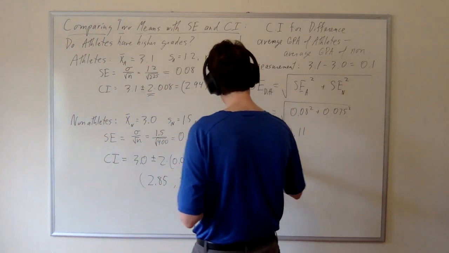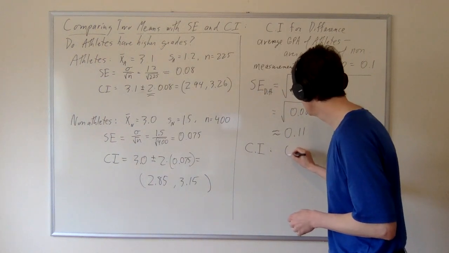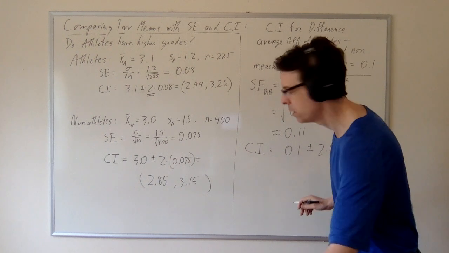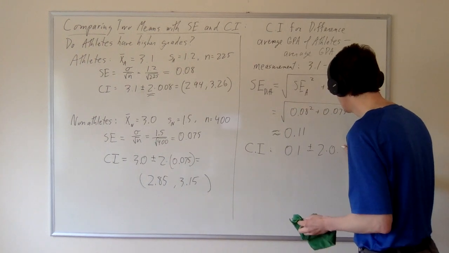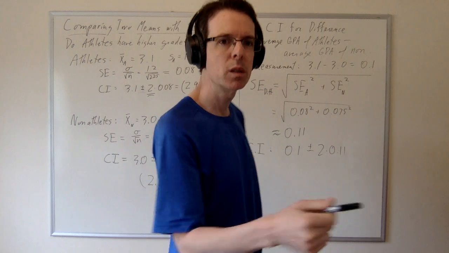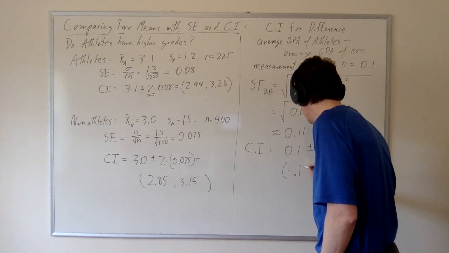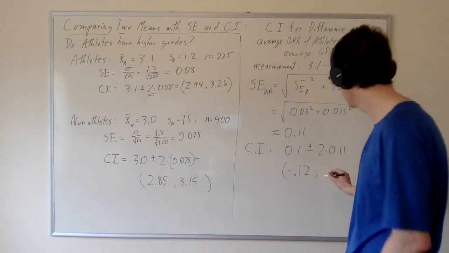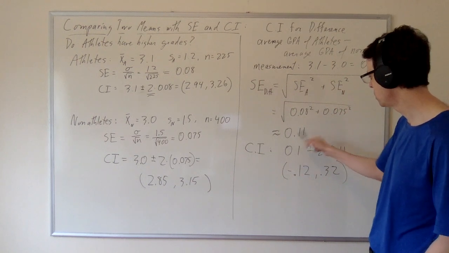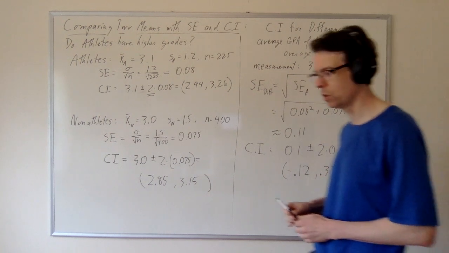Now, if we want to make a confidence interval for the difference between the two GPAs, then we take the measured value, which is 0.1, and we plus or minus double this standard error, 0.11. So double will be 0.22, of course. And so that'll give us the range from negative 0.12 to positive 0.32. So adding and subtracting 0.22 to this 0.1 will give us the range from minus 0.12 to positive 0.32.